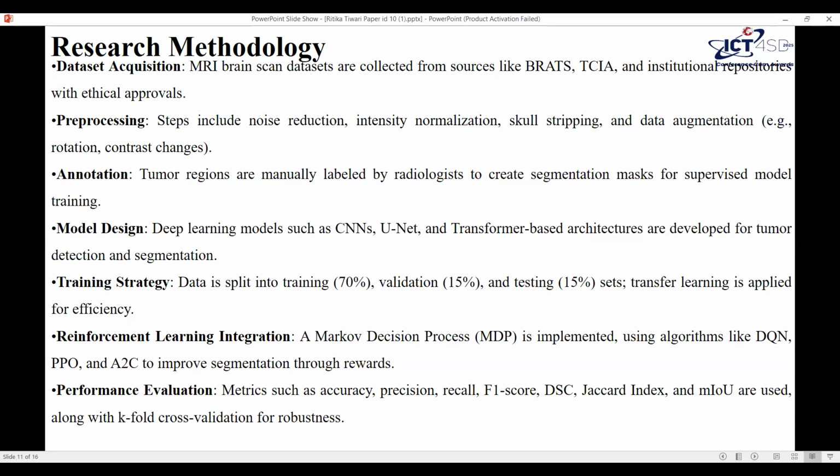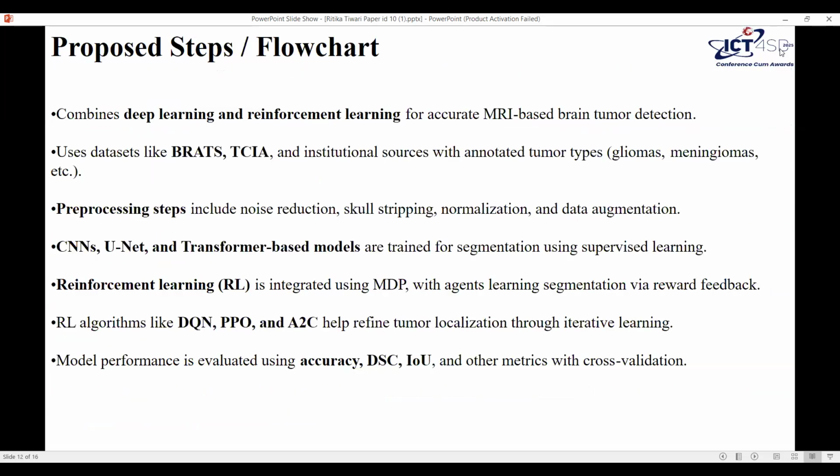Combining reinforcement learning, which will act as a reward for the deep learning, we can use the Markov decision process, which is also implemented using the algorithms PPO and A2C to improve the segmentation through the rewards. Performance evaluation uses metrics such as accuracy, precision, recall, F1 score, AUC, and Jaccard index, along with K-fold cross validation for robustness.